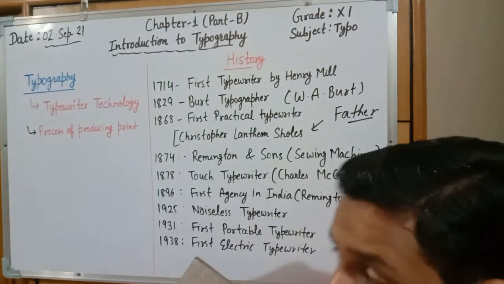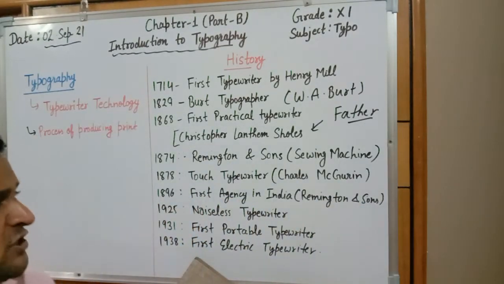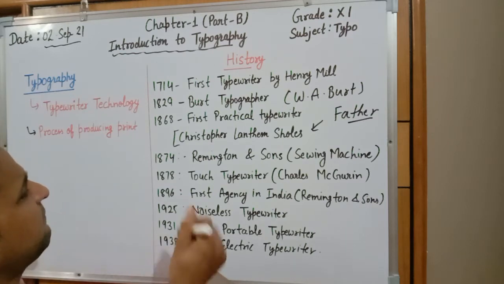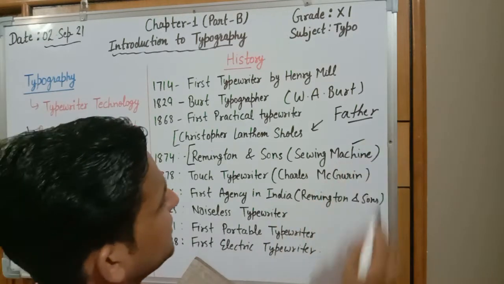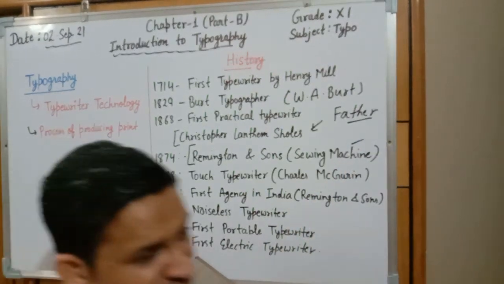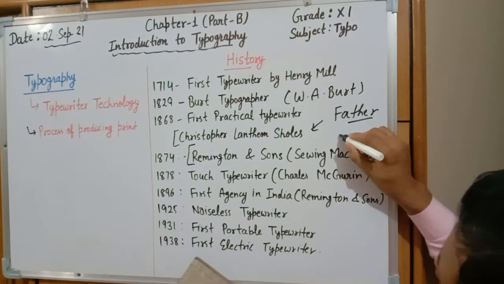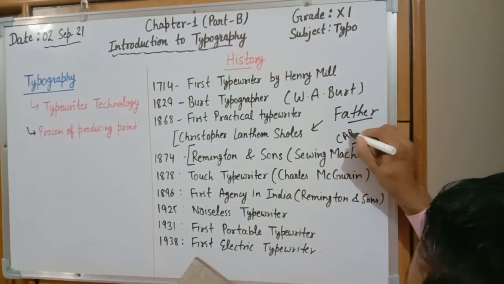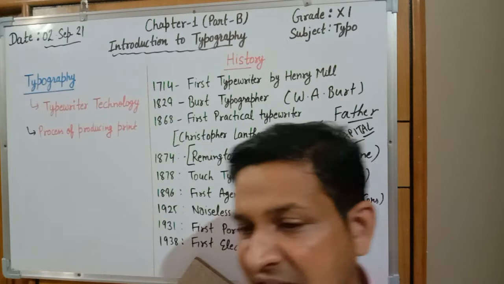Afterward, in 1874, approximately 6 years later, there were huge changes in the technology, and the concept was developed by Remington and Sons. A machine was developed that worked like a sewing machine. It means the technology of typewriter changed. In this technology, the concept of capital letters came into the market. A user was able to type capital letters with the help of a typewriter.